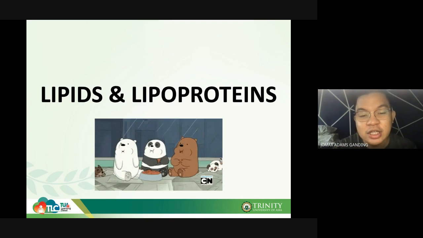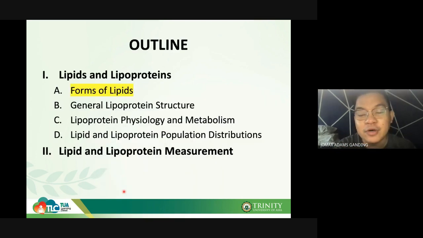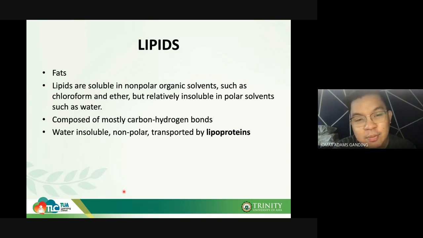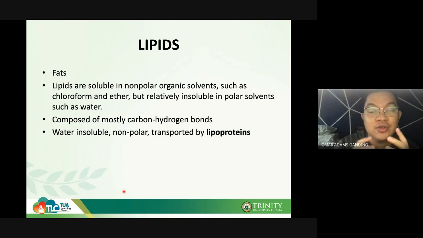To get started, let's talk about the different forms of lipids for today. When we talk about lipids, it is very much synonymous to fats. Lipids are soluble in nonpolar organic solvents. When we say nonpolar organic solvent, these are generally hydrophobic solvents like chloroform and ether. So your lipid can be dissolved in there, can be soluble in your nonpolar organic solvent, but are relatively insoluble in your polar solvent, such as your water.